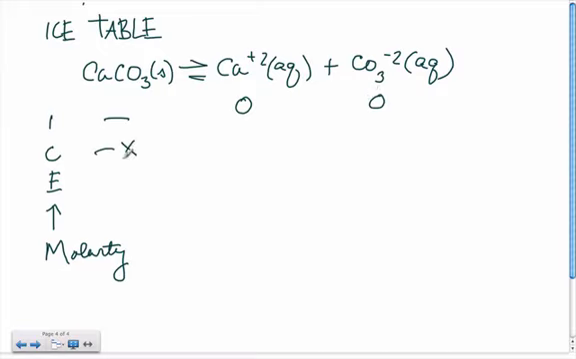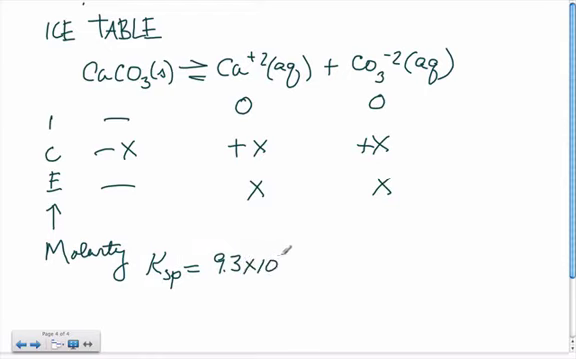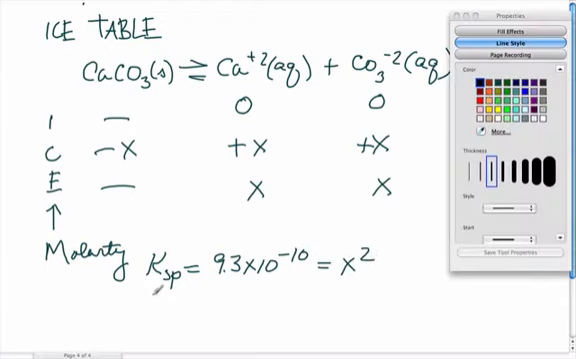Okay, so calcium carbonate is a solid. And I'm always going to assume for these, unless told otherwise, that there are no ions initially. But then some calcium carbonate does make it into solution, breaks up into ions. So I've got negative x for the calcium carbonate and positive x for the calcium ion and the carbonate ion.